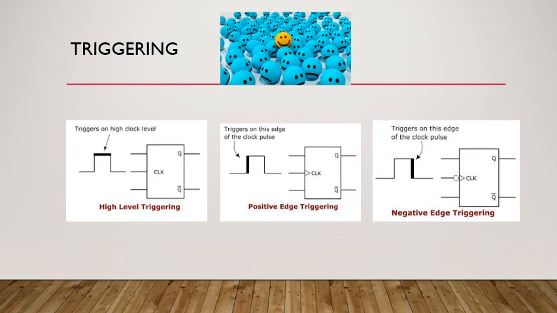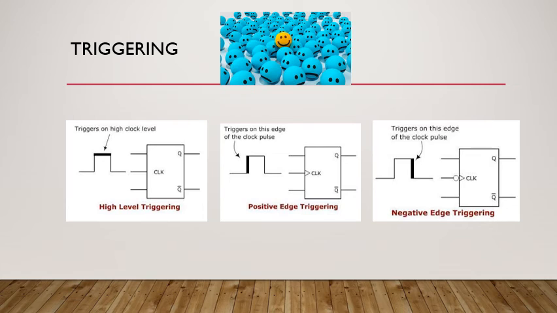So this is called edge triggering. Whenever we have edge triggering, we draw this triangle. And in the third figure, you can see apart from this triangle, we have a bubble or circle also. So this is also edge triggering, but it is negative edge triggering. And the first one is high level triggering, second is positive edge triggering, third one is negative edge triggering.